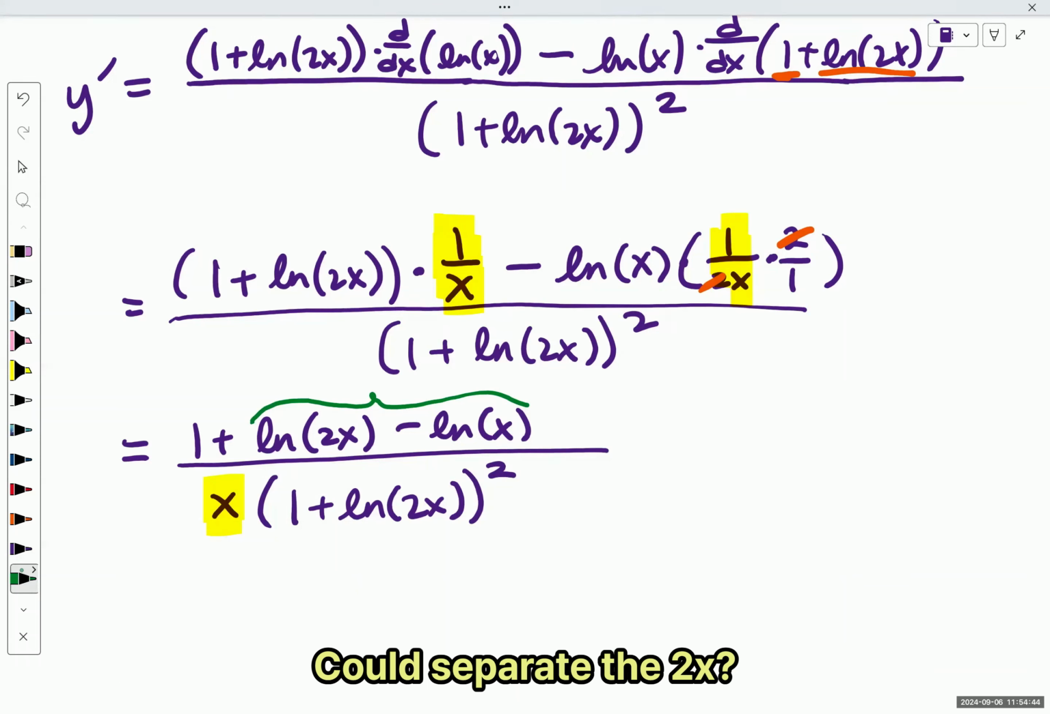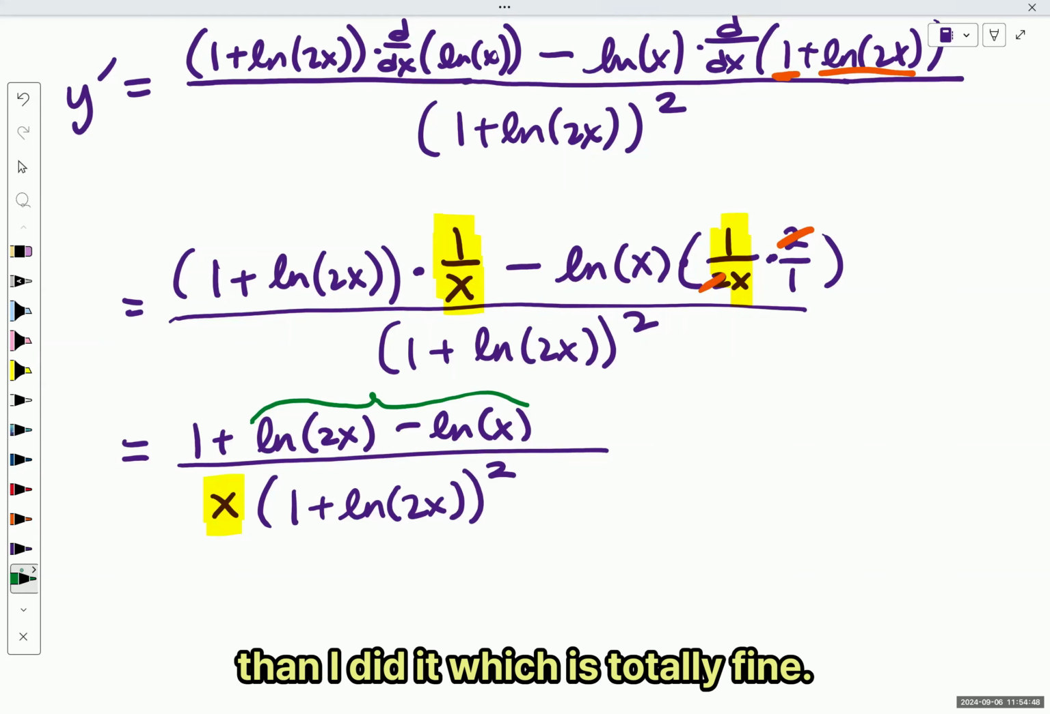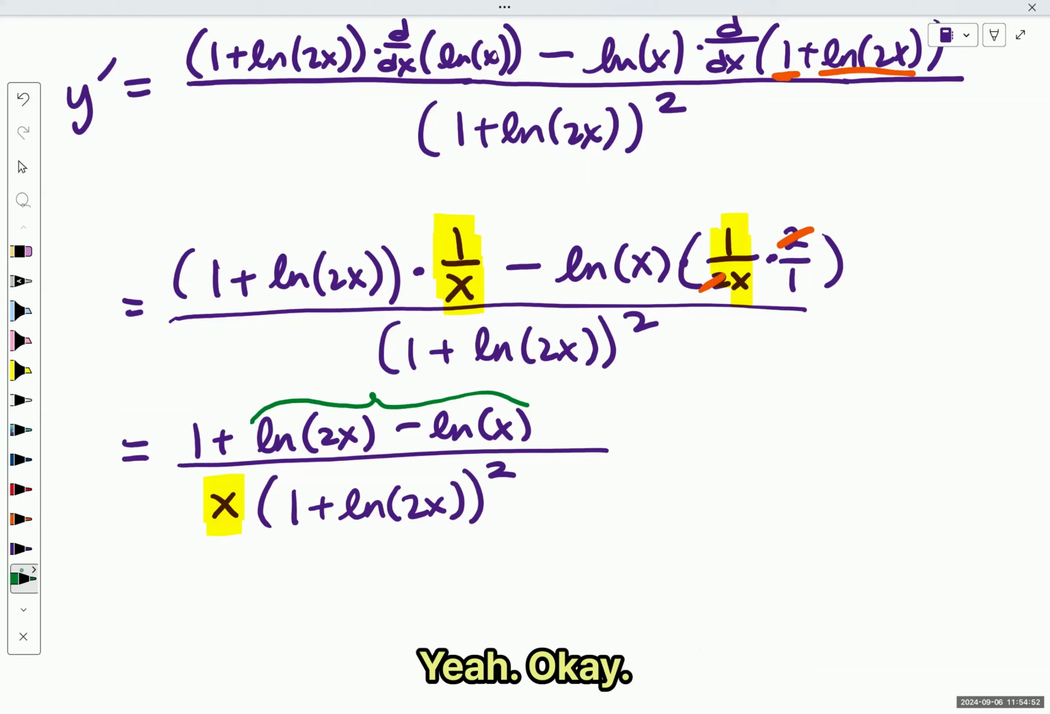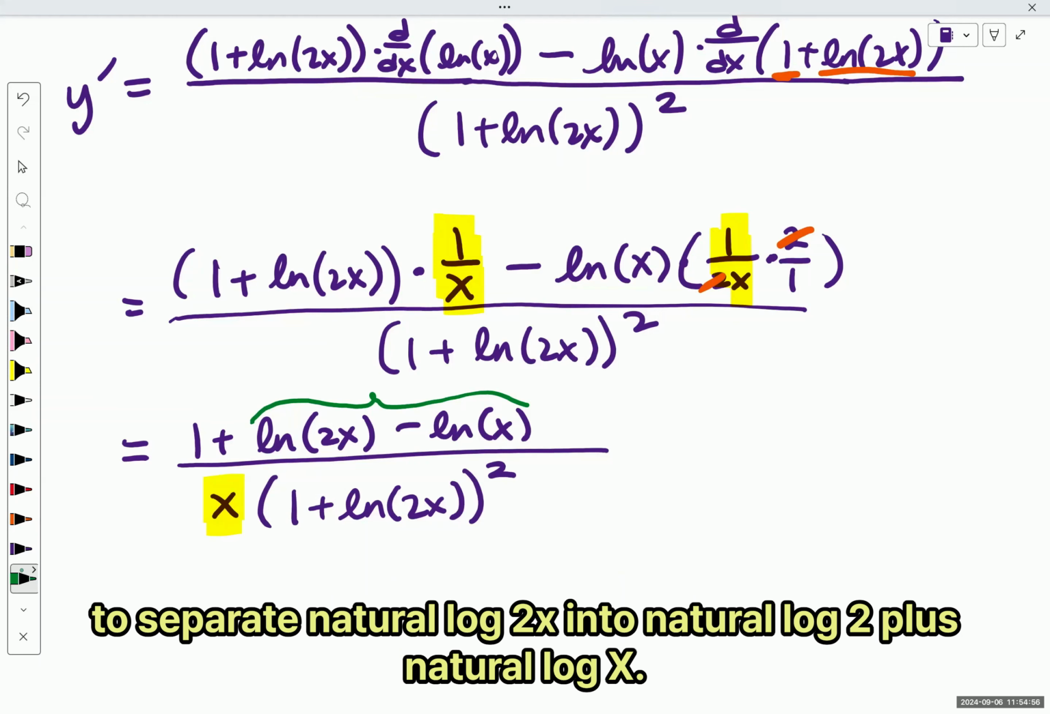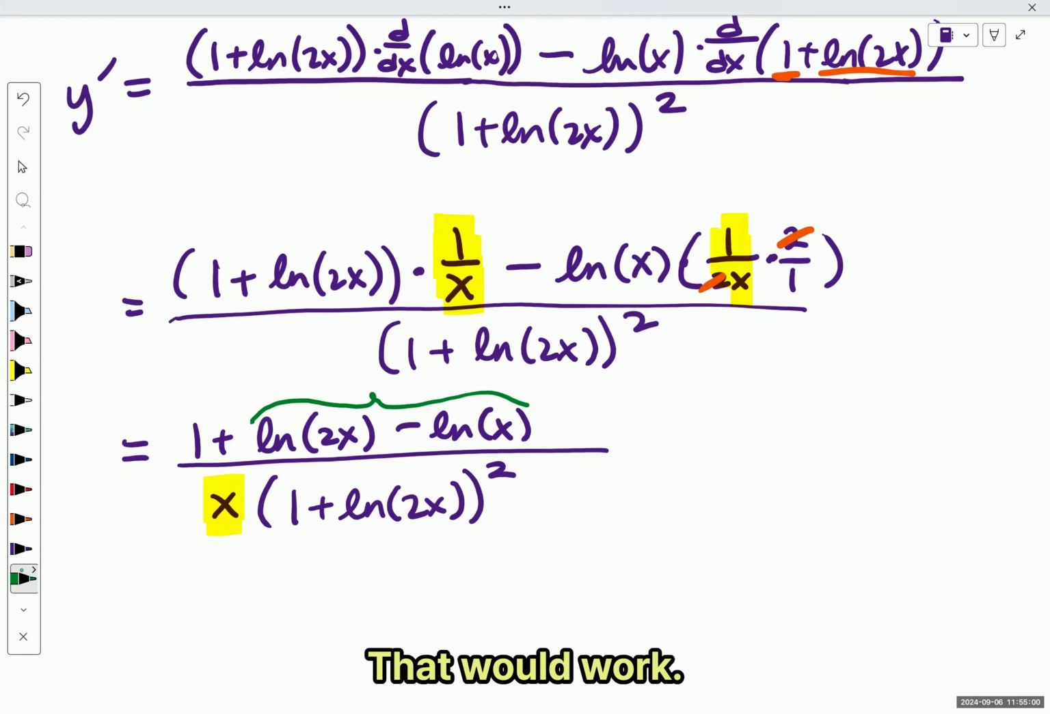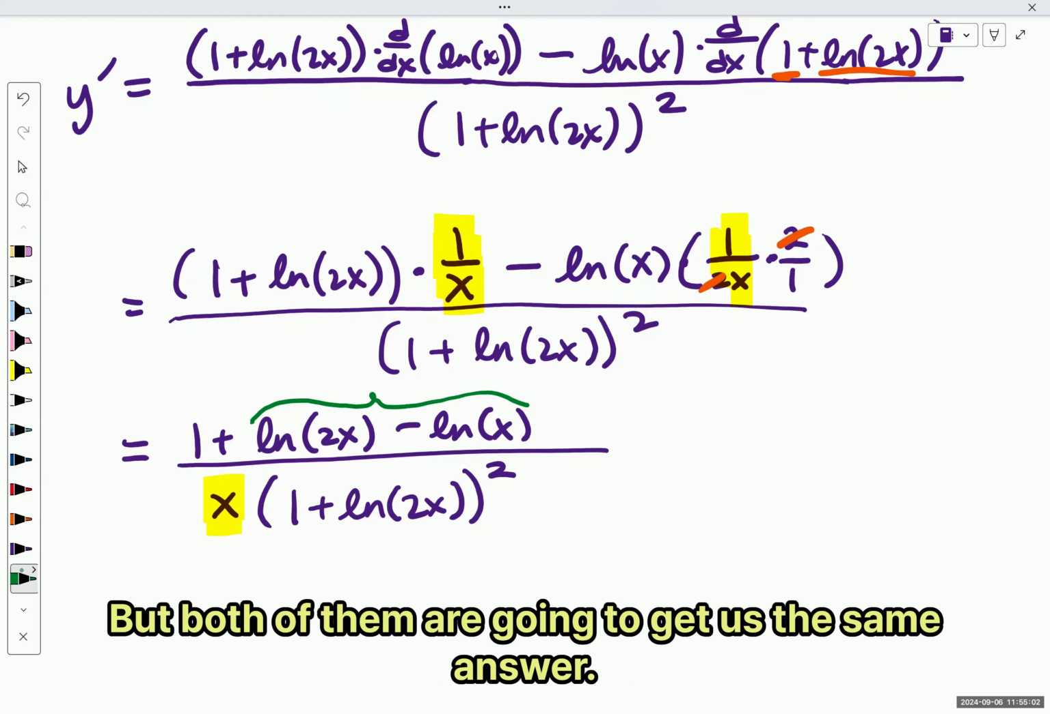We could separate the 2x. Ooh, you did it a different way than I did it, which is totally fine. Okay, so Ramesh is suggesting to separate natural log 2x into natural log 2 plus natural log x. That's perfectly fine. That would work. I did it slightly differently, but both of them are going to get us the same answer.